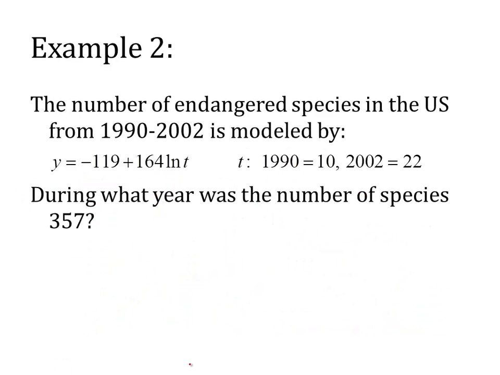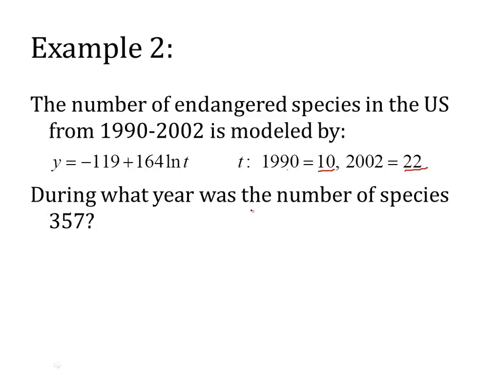Okay, for example 2. The number of endangered species in the U.S. from 1990 to 2002 is modeled by this equation right here. y equals -119 plus 164 natural log of t, where t represents a year. If t is 10, that really is talking about 1990. So 11 would be 1991, 12 would be 1992, and so on, up to 22, meaning 2002. This is how you interpret your answer. That doesn't affect how you solve it, it just affects how you interpret the answer.